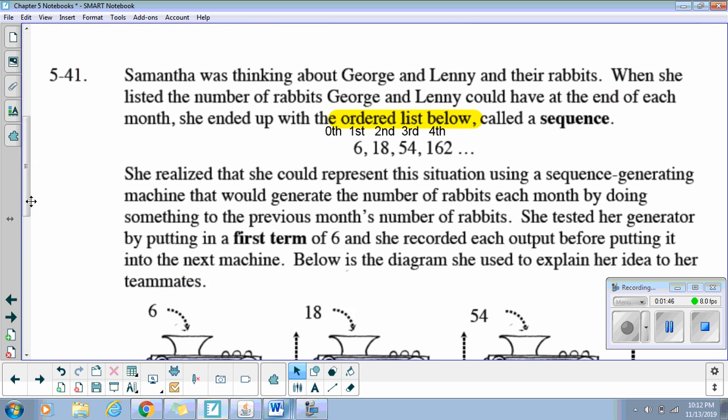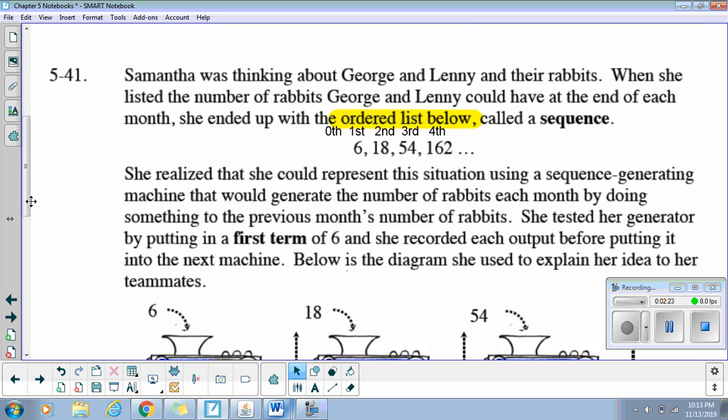So starting with problem 41, it says Samantha was thinking about George and Lenny and their rabbits. When she listed the number of rabbits George and Lenny could have at the end of each month, she ended up with an ordered list below called a sequence. Go ahead and take a minute to write down that highlighted definition. A sequence is an ordered list of numbers. That's really important for this. Go ahead and write that down for 41. So our sequence, or ordered list of numbers, is 6, 18, 54, 162, ... means it can keep going.